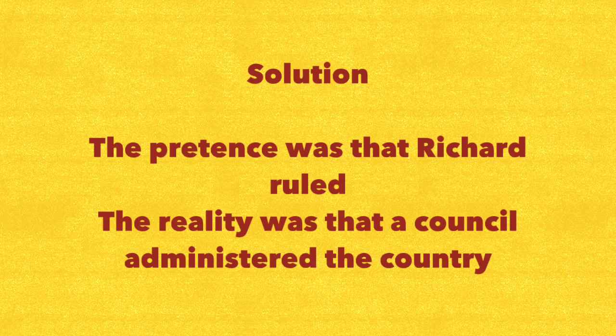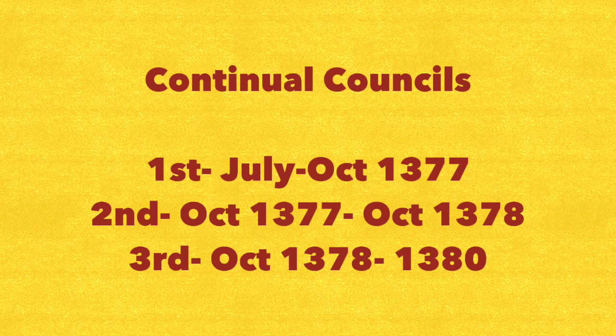So the solution to this problem was that Richard would rule the country. That was the pretense that was given to the country and to its subjects. The reality was that councils set up by magnates, then by Parliament, would administer the country. These councils have come to be known as the Continual Councils, and they ruled England between 1377 and 1380. Their makeup was decided upon by Parliament and by leading magnates, and each of them have a very distinct character.